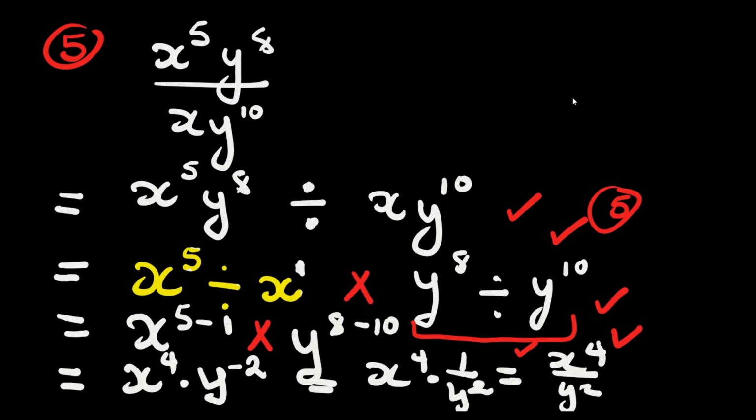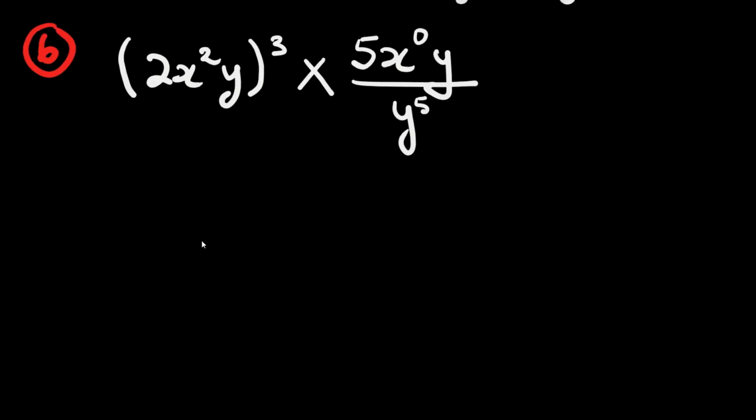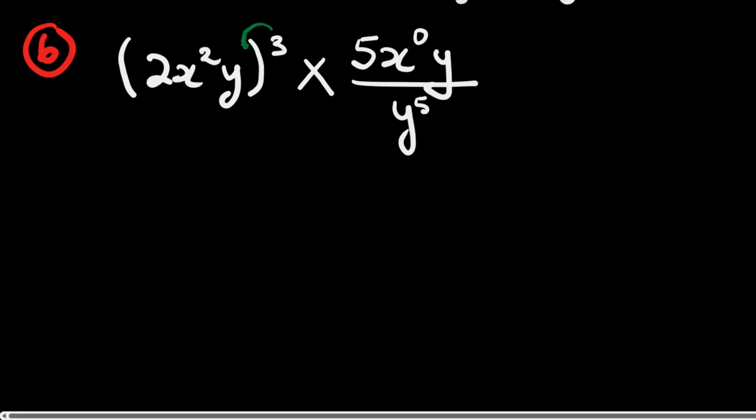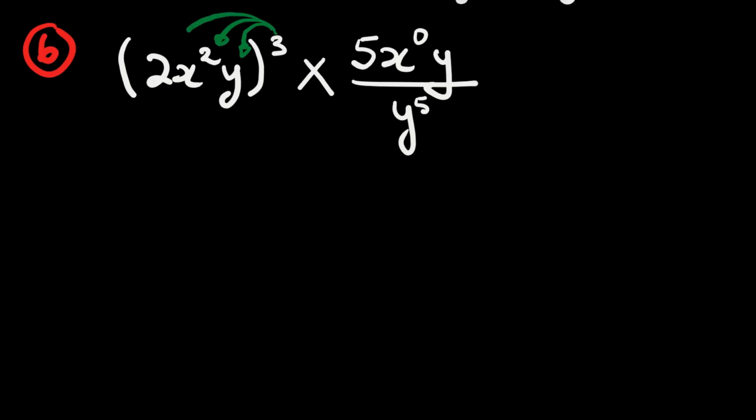Now let's move to question number 6, which will be our final question. Here's our question number 6, our final question for today. You can pause and try it. So from here we know that the exponent outside would have to multiply the exponent here, the exponent there, and finally the exponent d. So meaning we would have to write it this way: 2 to the power 3.